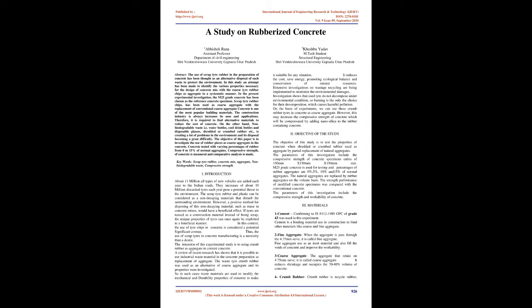In the present experimental investigation, the M25 grade concrete has been chosen as the reference concrete specimen. Scrap tire rubber chips have been used as coarse aggregate, replacing conventional coarse aggregate. Concrete is one of the most popular building materials. The construction industry always increases its uses and applications. Therefore, it is required to find alternative materials to reduce the cost of concrete.